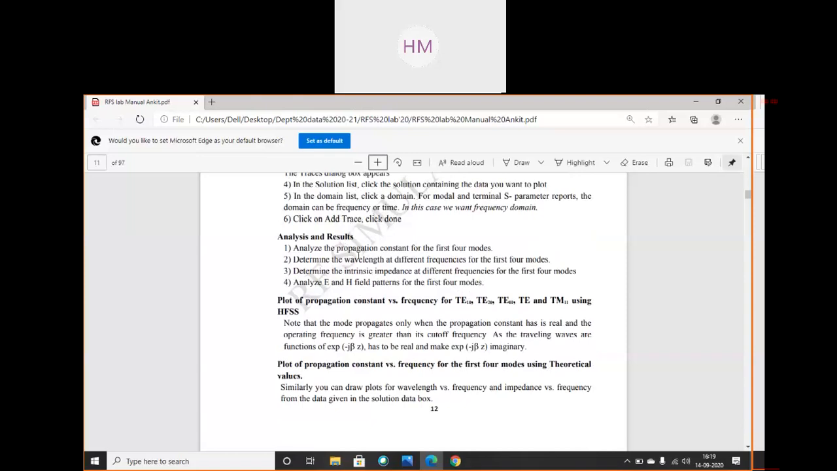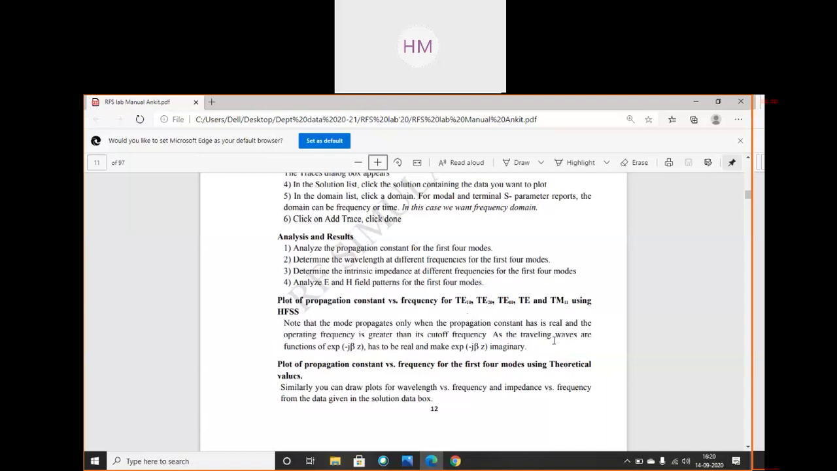Analysis. Analyze the propagation constant for the first four modes. See, we know all the waveguide travel in their fundamental modes and some advanced modes. So here you can analyze in all the modes. Plots of propagation constant versus frequency. These are the modes, basic modes, TE, TM modes. You all have studied. You can visualize these modes.